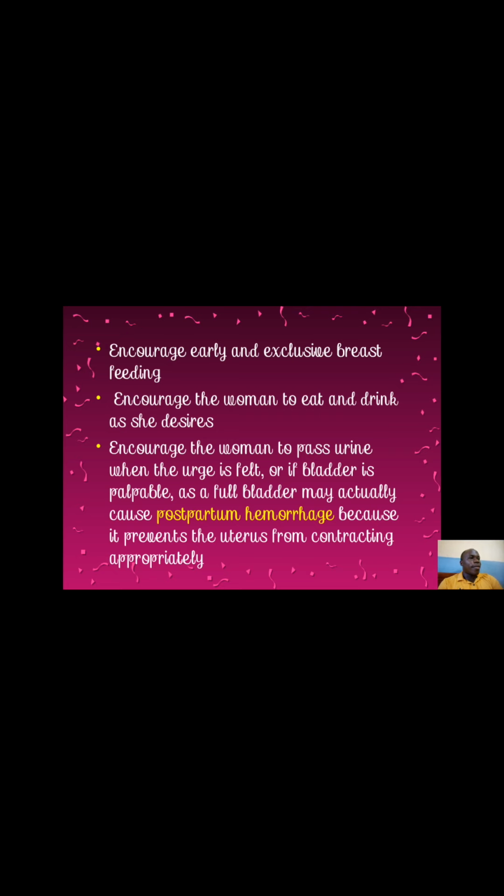But also encourage the woman to pass urine, because if she does not, once the bladder is full it hampers the contractions of the uterus. If contraction of the uterus is poor, it means prolonged postpartum hemorrhage, so she will continue to bleed. So we must tell her to urinate after 2 hours, and also whenever she feels the need to, she should go.